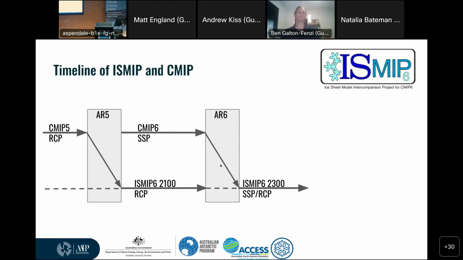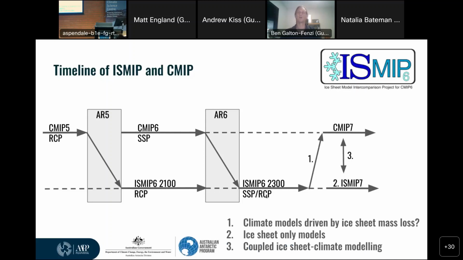But what happened after that, just because of the timelines, we sort of have these artificial timelines. What happened after that was there's a separate set of experiments that we're now running called ISMIP6-2300, where we're running those further forward in time, and we're using the CMIP6 outputs to help force those. So there's a combination of activities going there.